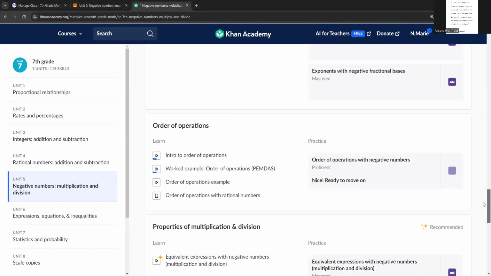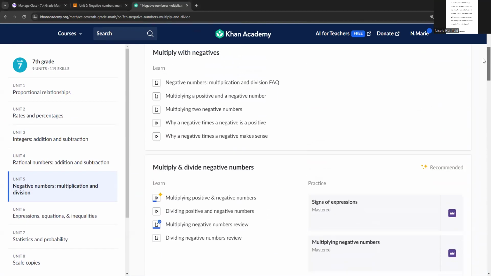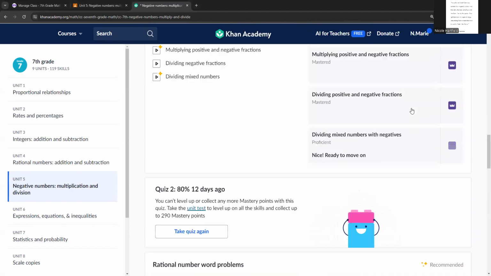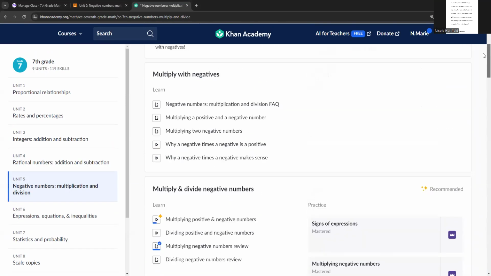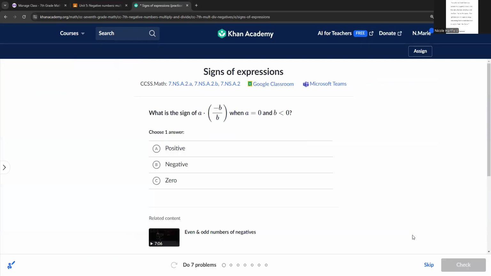dealing with integer bases, fractional bases. It's a pretty easy and short unit, so I'm just kind of going to skim through, and yeah, that's pretty much that. Signs of expression. So I do recommend you practice the individual quizzes, by the way.